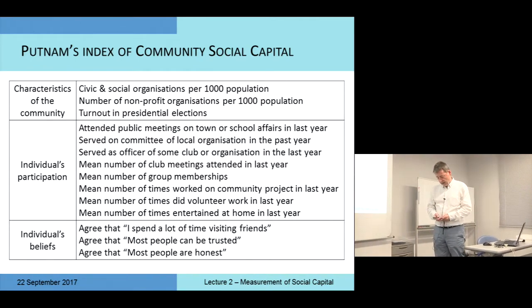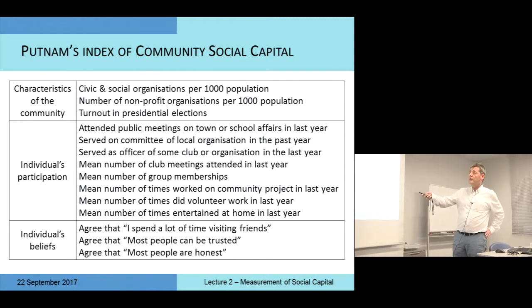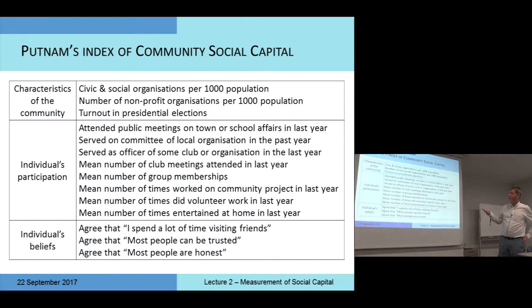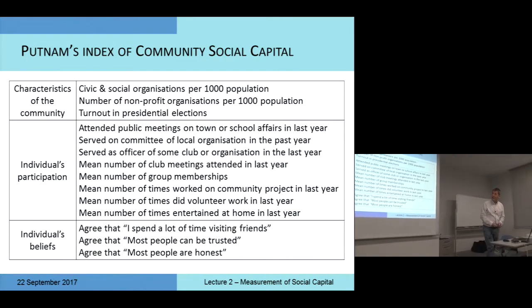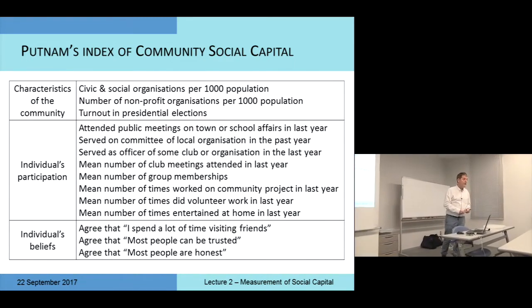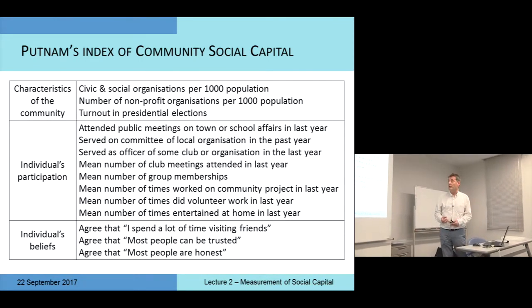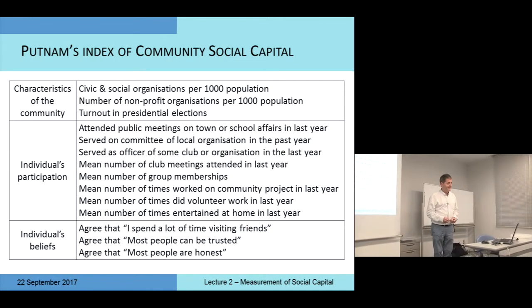Now, some of these things are characteristics of the community. So for example, this is back to our, how many temples have you got in Tokyo or something? Civic or social organizations, possibly religious organizations, per 1,000 population. Or another one, number of non-profit organizations per 1,000 population. Or, and it seems a bit of a jump, turnout in presidential elections. But you can see how you could characterize a community with one of these measures.